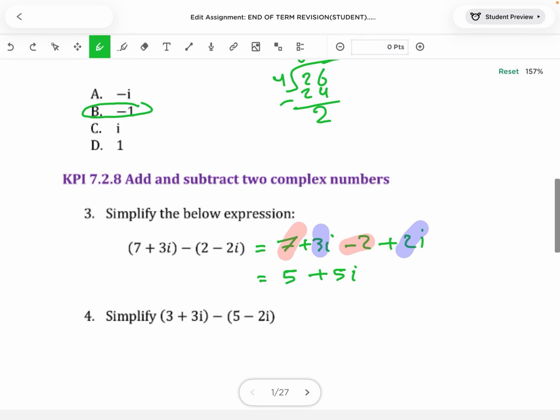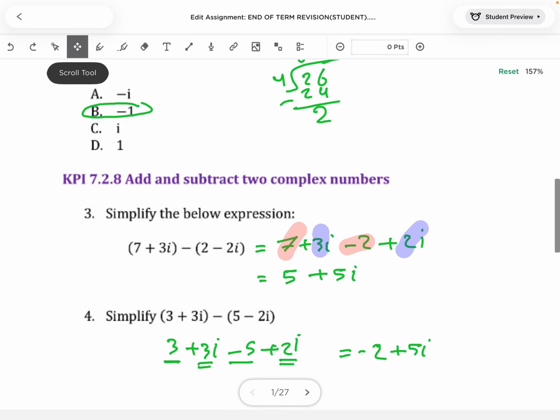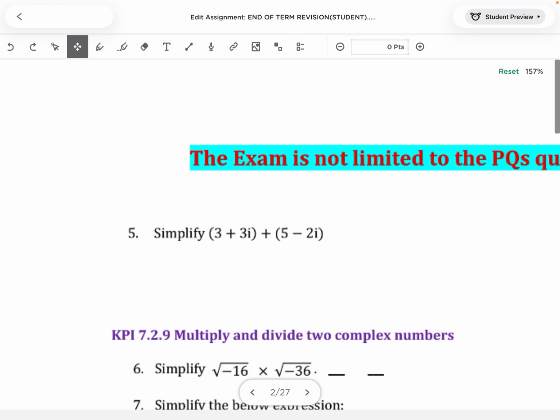Next one is the same story, so it will be 3 plus 3i minus 5 plus 2i, and we combine. 3 minus 5 is negative 2, 3i plus 2i is 5i. Next, we are adding, so we combine straightforward. 3 plus 5 is 8, 3i minus 2i is positive i.